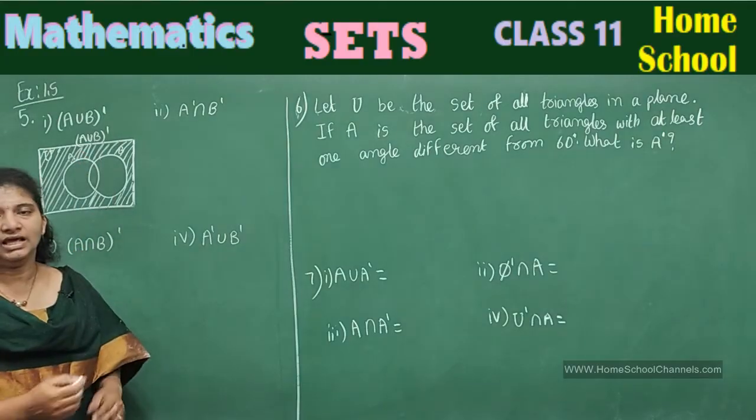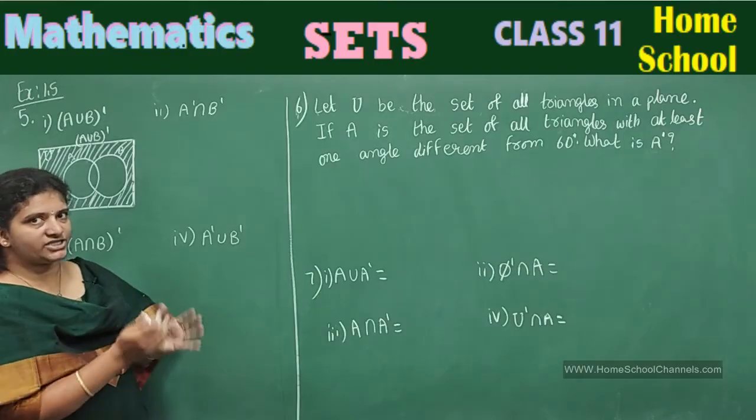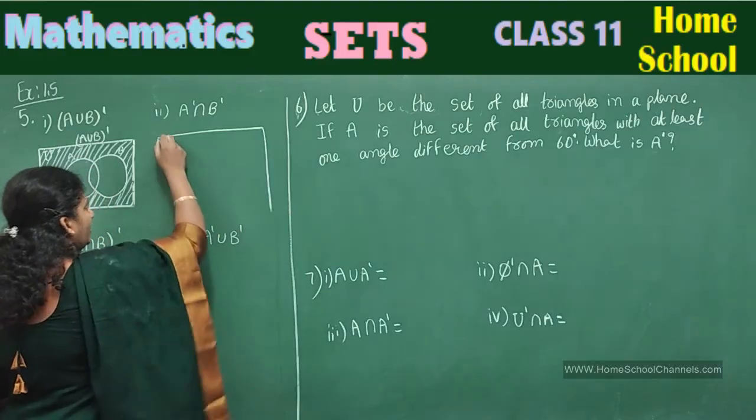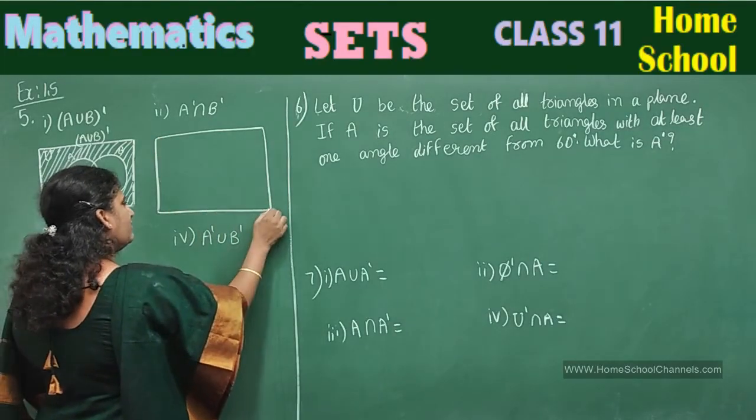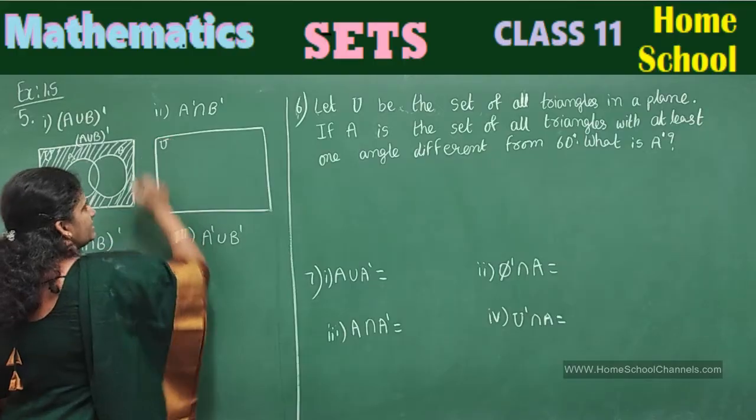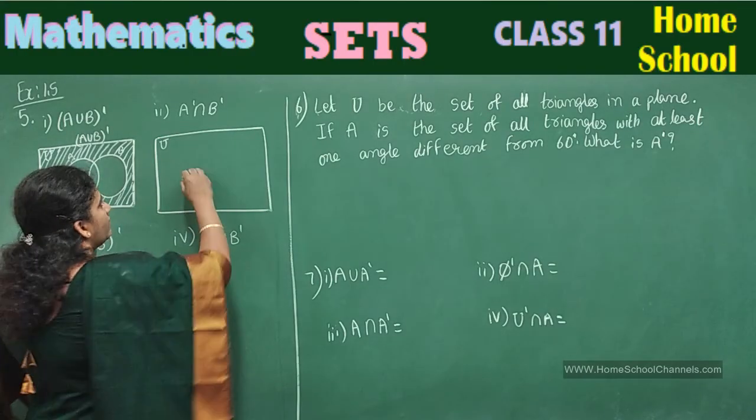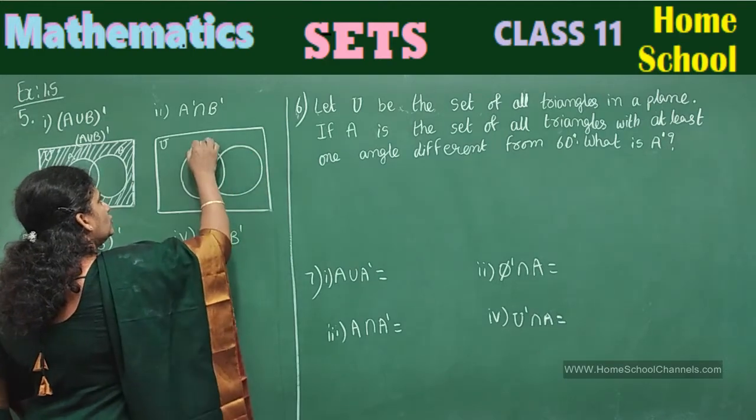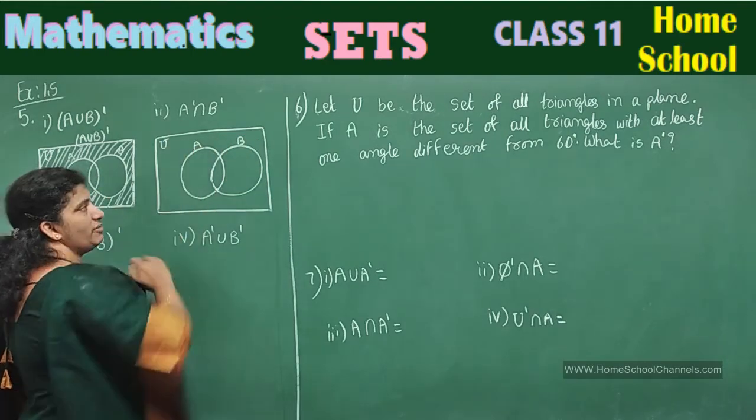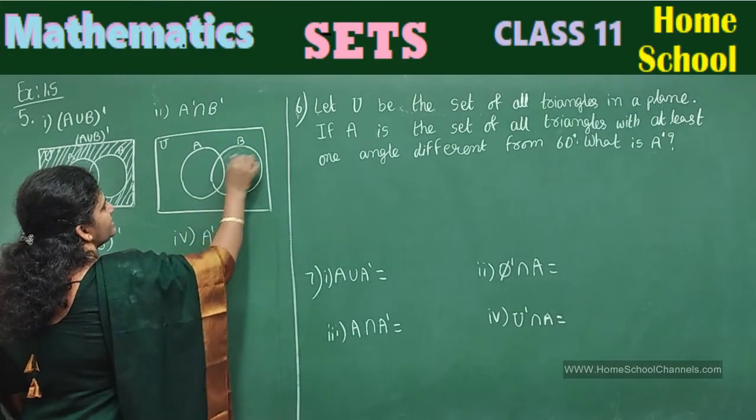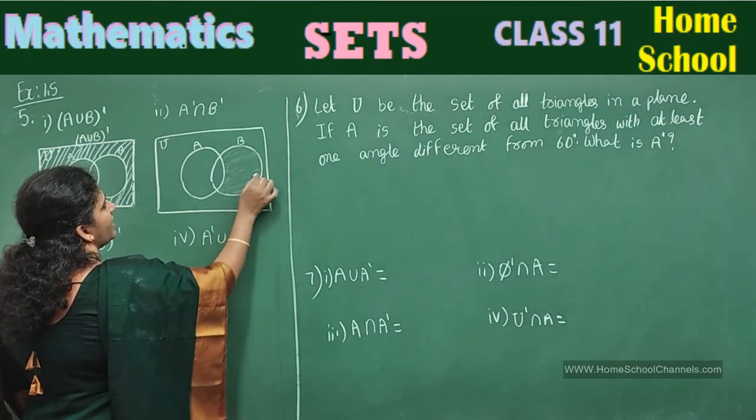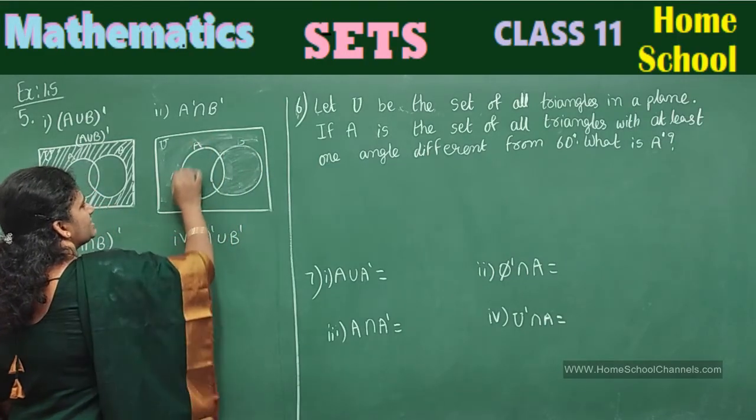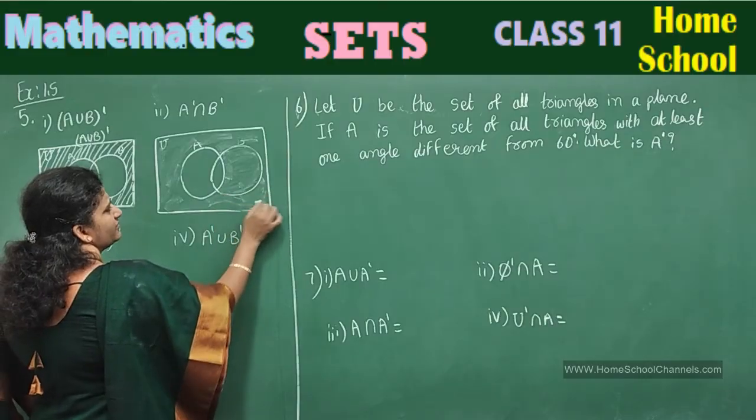Now, next one, A complement intersection B complement. You may get the same Venn diagram, but once again, let us check. Universal set U with a rectangle, A set and B set with the two circles. A complement means other than the A circle. See here carefully: other than the A circle, the remaining outside part, everything will come under A complement.